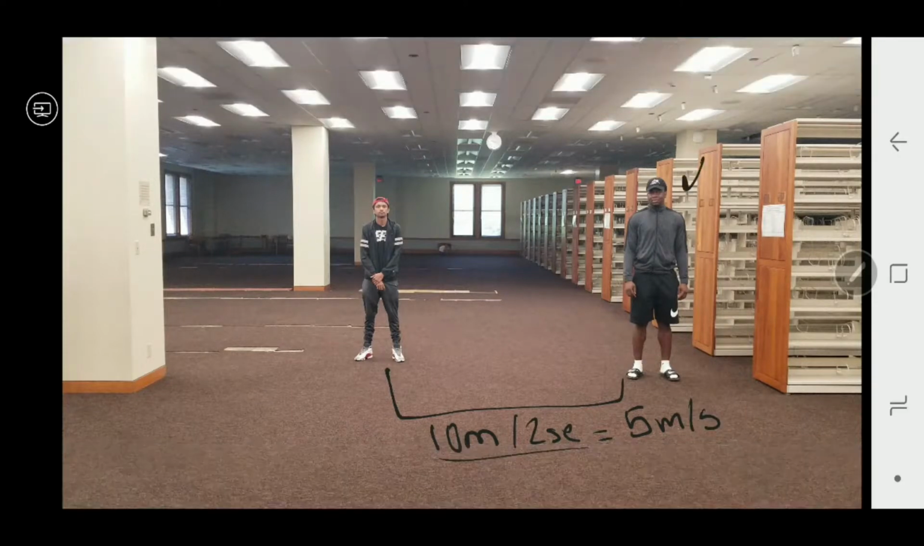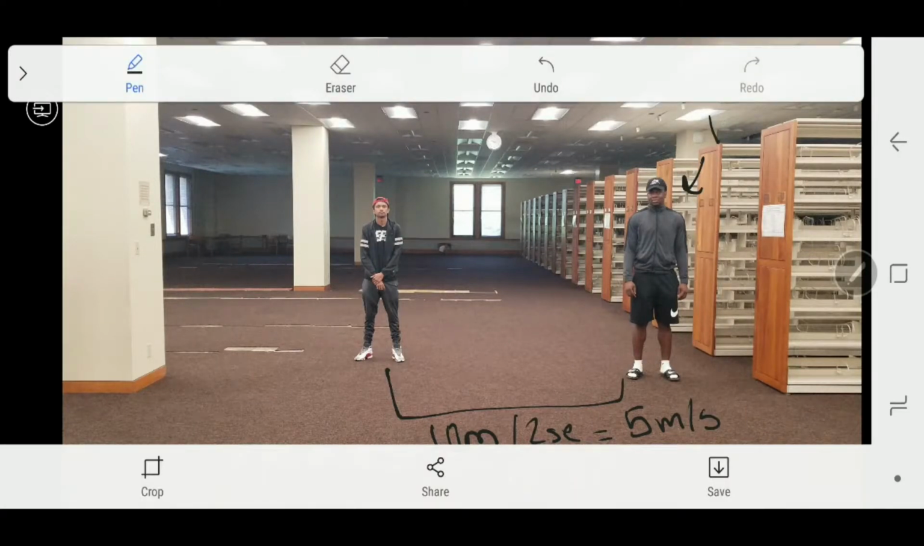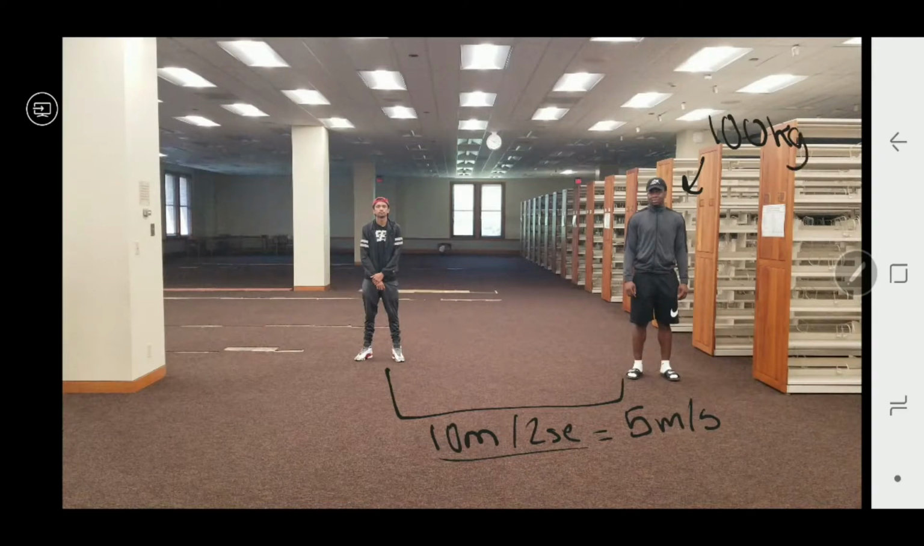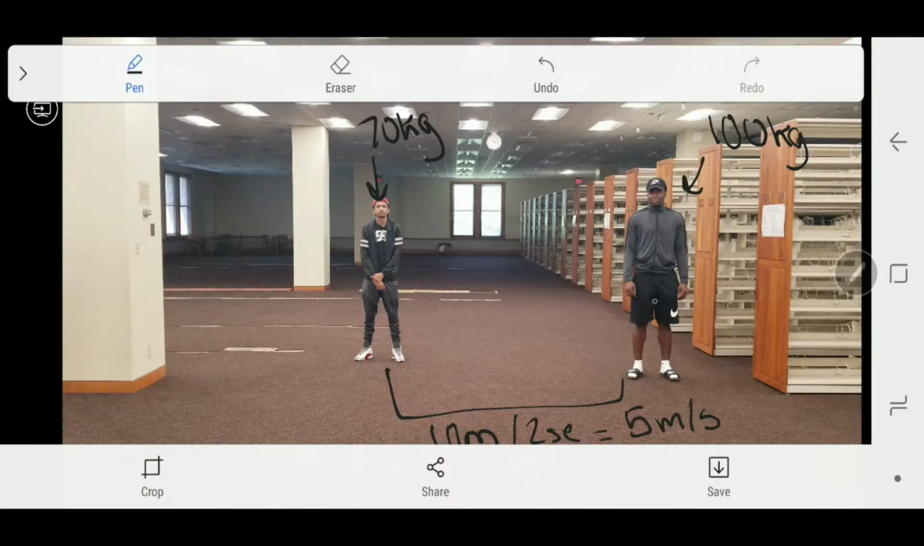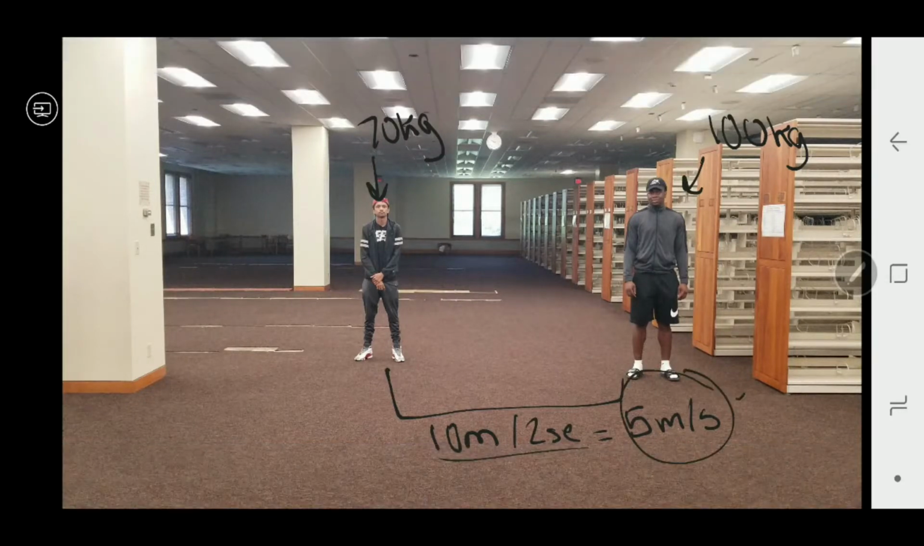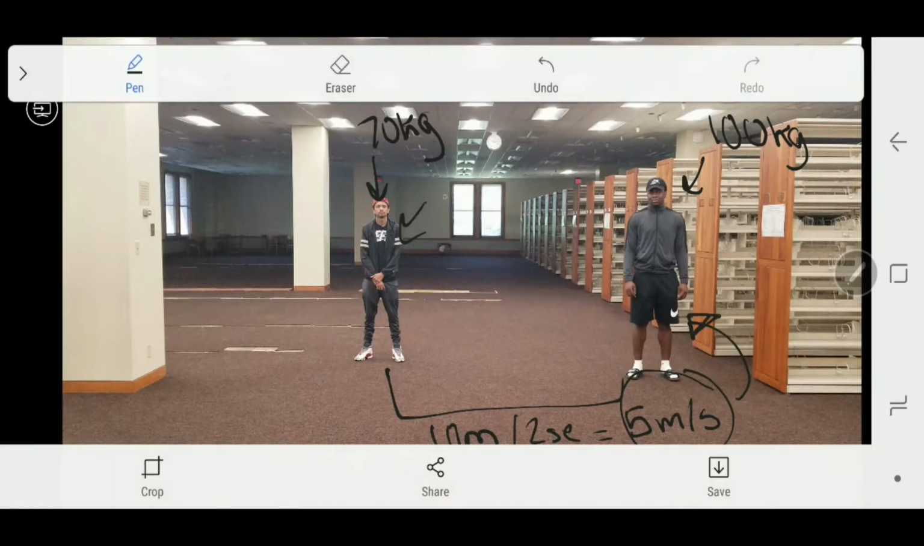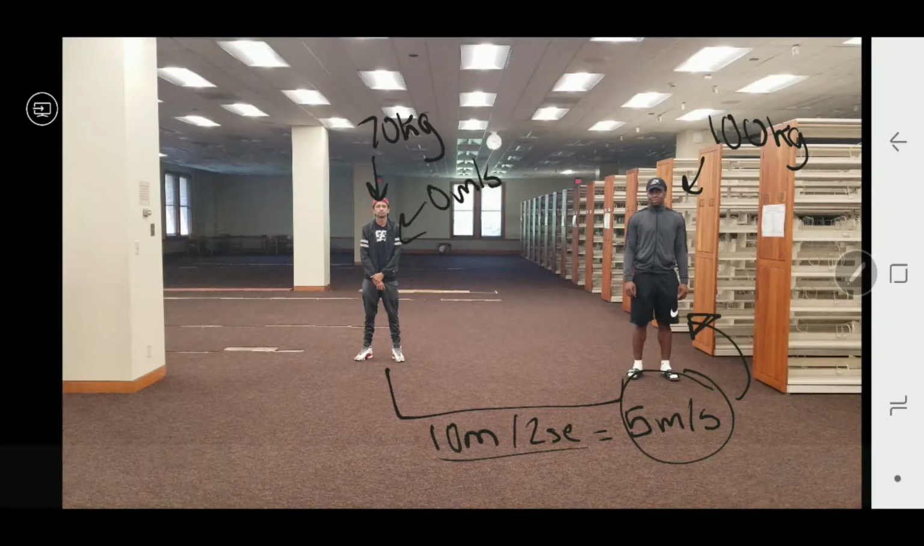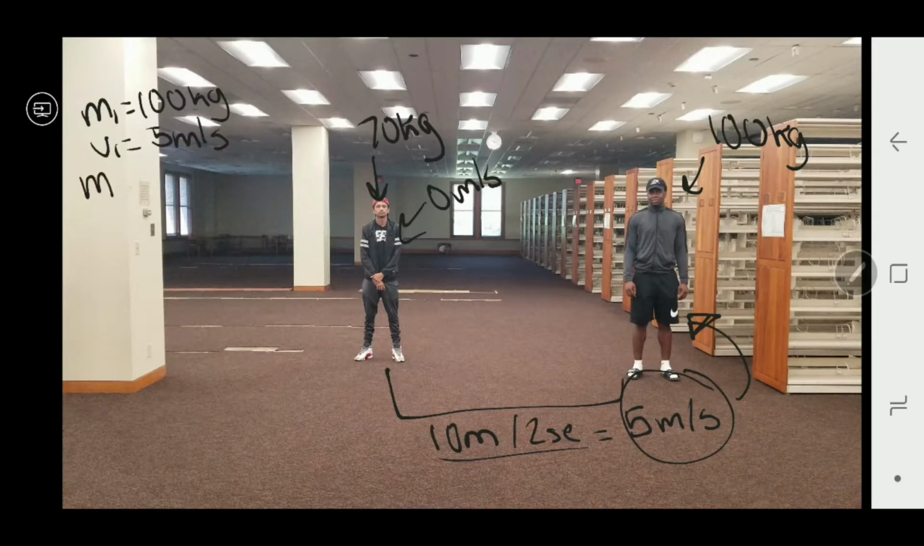Now we know that he weighs 100 kilograms, which is 220 pounds, and he weighs 70 kilograms, so about 160. So we can start writing our velocities. We know that if he's moving at 5 meters per second, since he didn't move, he's moving at 0 meters per second. So let's write all our knowns. We have M1, which equals 100 kilograms. We have V1, which equals 5 meters per second. We have M2, which is 70 kilograms. And we have V2, which is 0 meters per second.